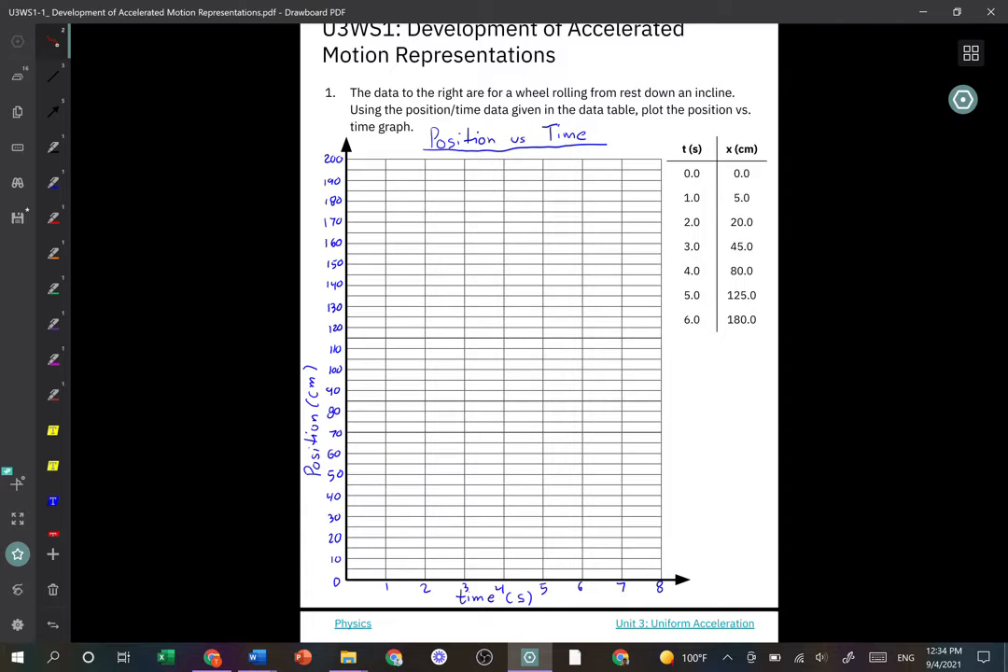Now I'm going to plot my points. My first point, a time of 0 seconds and a position of 0 centimeters. So right here is going to be my first data point. At 1 second, it's going to be 5 centimeters. 2 seconds, it's going to be at 20. 3 seconds will be 45. 4 seconds will be 80. 5 seconds will be 125. And 6 seconds is going to be 180.